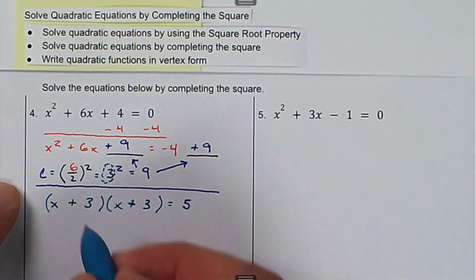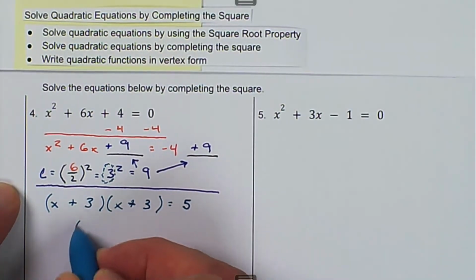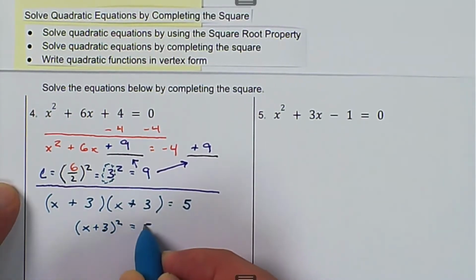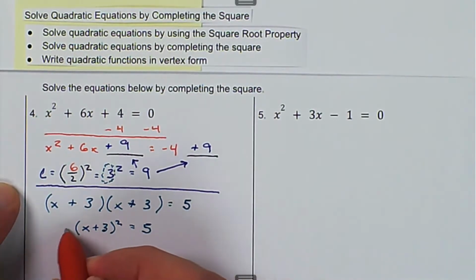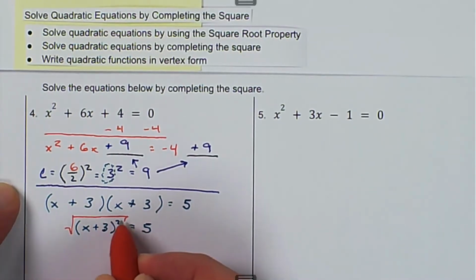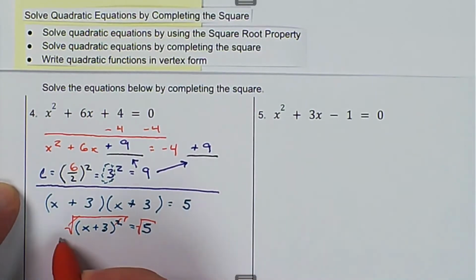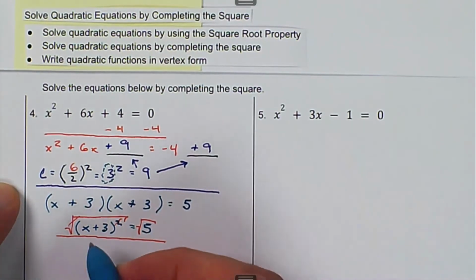So now we can rewrite this. We have a binomial multiplied by itself. So it's going to be x plus 3 squared is equal to 5. We want to work to get x by itself. So first step is we got to get rid of that exponent. So our square and our square root cancel. On the left-hand side, we're left with just that binomial, which is x plus 3.